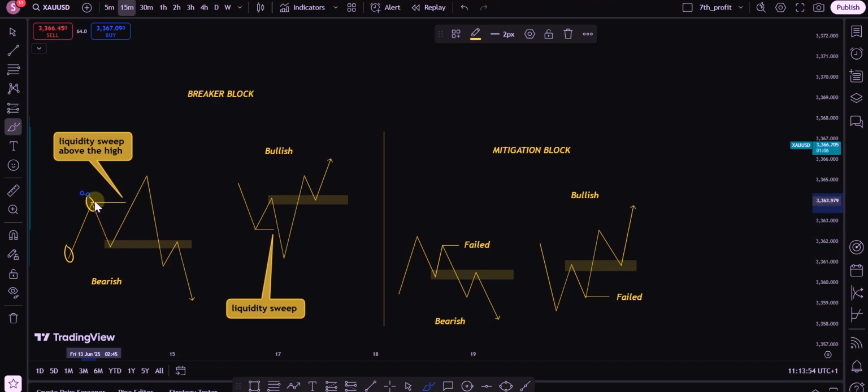So you wait for a pullback and let price break it. As you can see, price breaks it, closing above this previous high. It is even better if this move is associated with an imbalance, aggressively moving to the upside. Then price should break and close below the previous low.